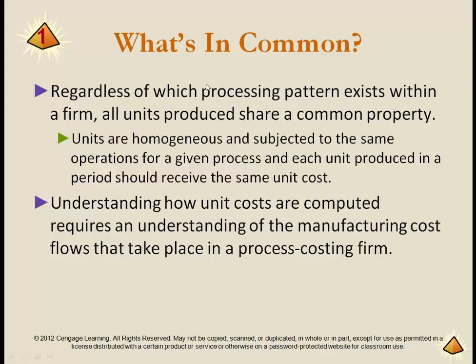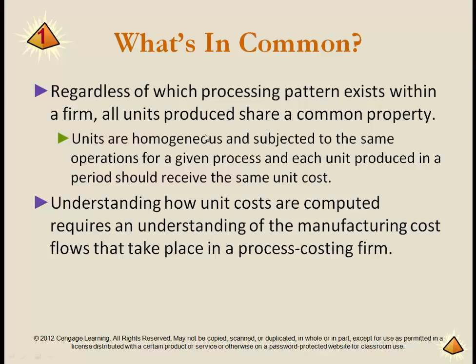So, what's in common? Regardless of the processing pattern within a firm, all units produced share a common property. And here it is again. They're homogeneous. They do the same set of processes, and they produce in a period at the same unit cost. And we want to figure out how these unit costs are operated within a manufacturing environment. And we go from there. And these are really more actual costs than they are standard costs. Because we talked about this earlier, a couple chapters ago, where we calculate a standard cost, or the expected cost to produce the product.